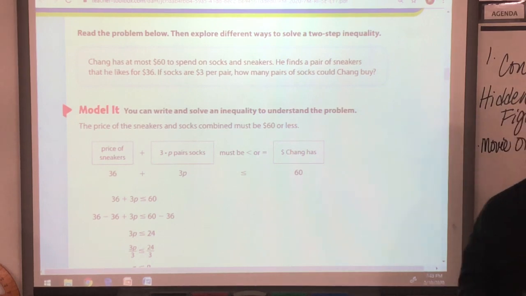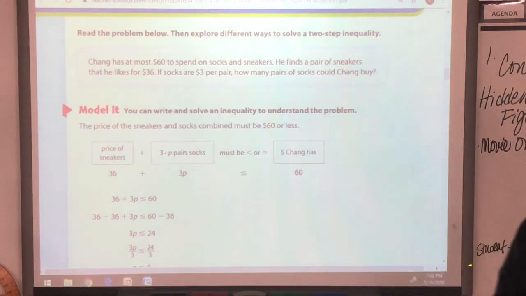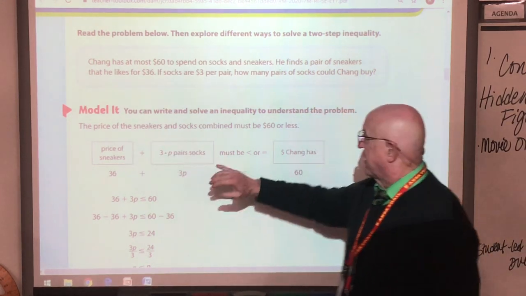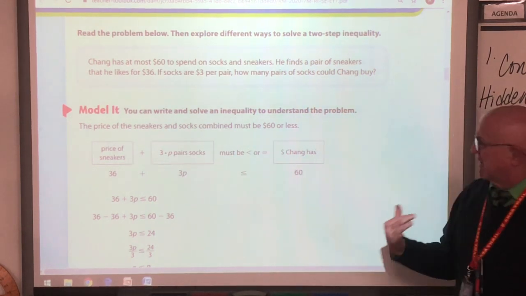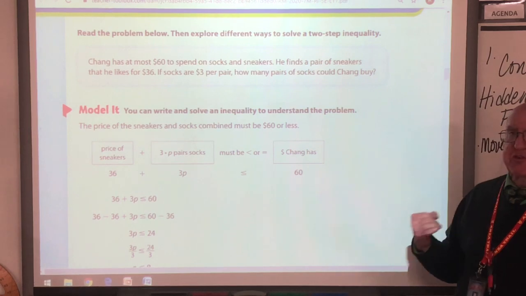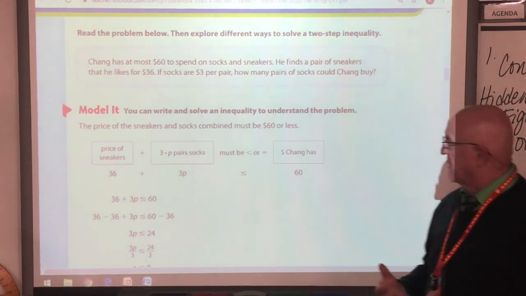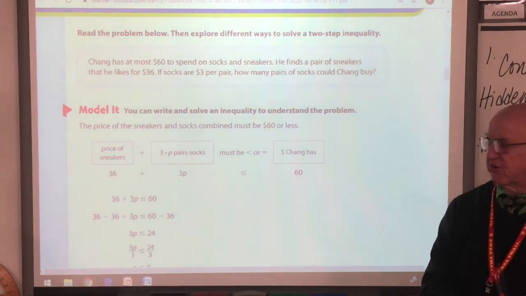The first thing we're going to do is model it with a block diagram, and from that block diagram we'll write an equation. So we're going to look at the price of the sneakers and the socks combined have to be less than $60. Must be $60 or less tells us that this is an inequality because it doesn't say it has to be exactly $60.